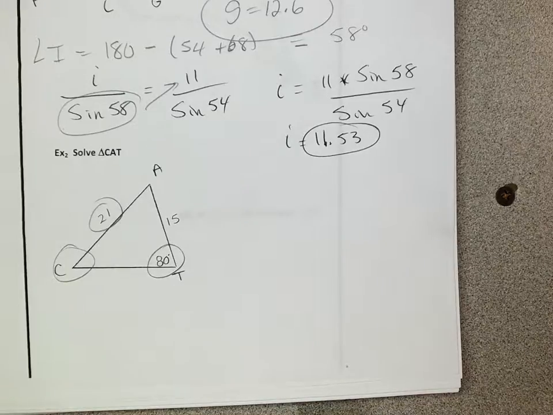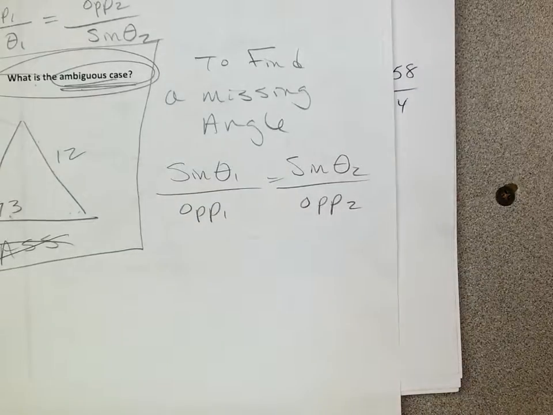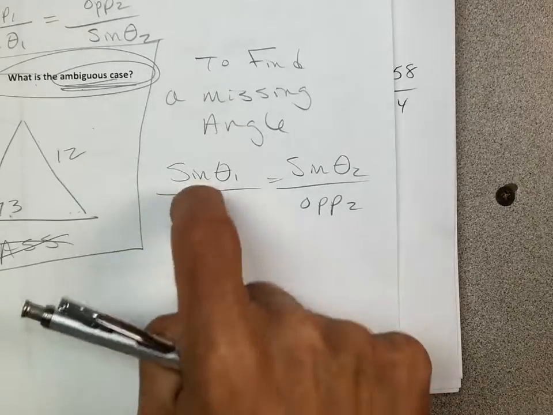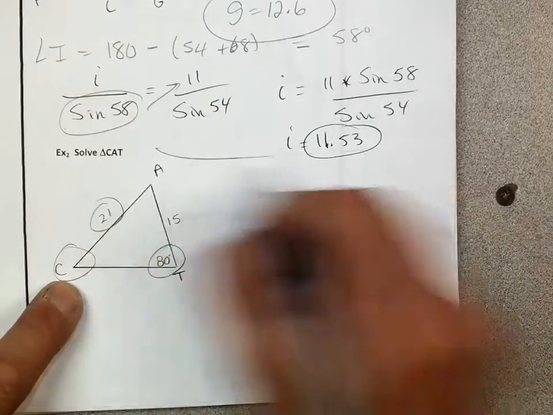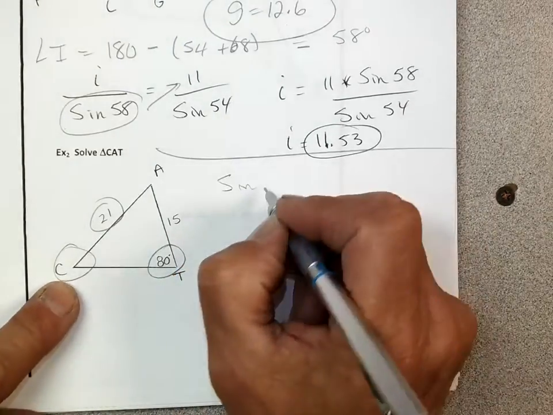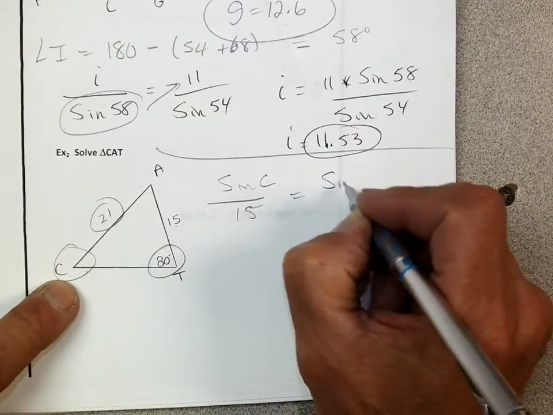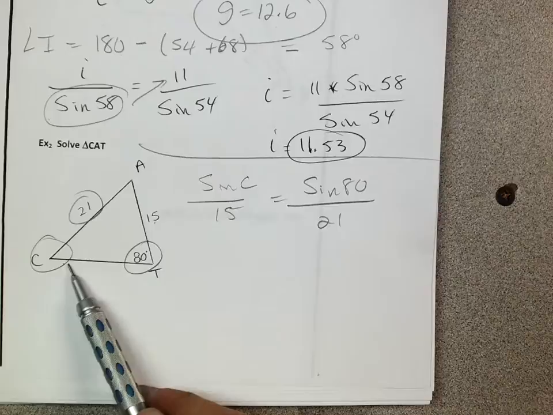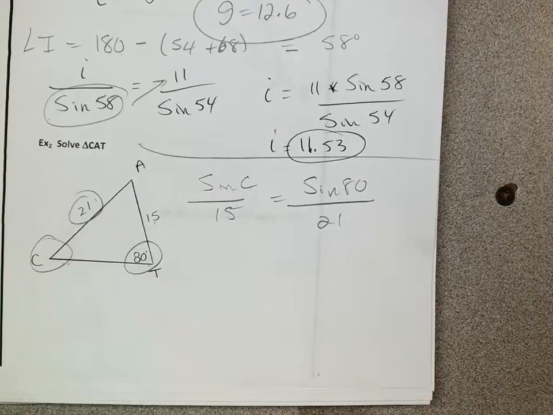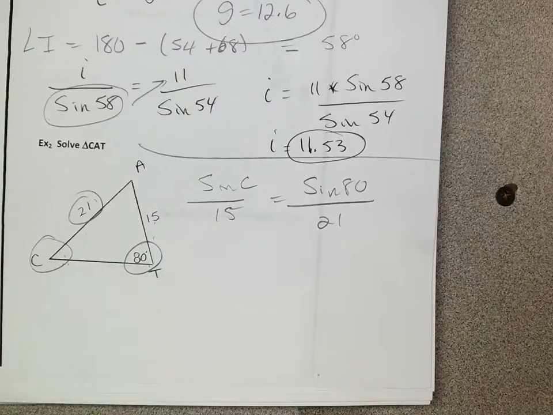Now, in my notes, to find the missing angle, we do the exact same formula, but we put the angles on top. It's just easier to solve that way. It's the exact same formula. If you put the unknown on top first, it's easier. So I'm going to go the sine of C over 15 equals the sine of 80 over 21. So it's the sine of the angle over its opposite side equals the sine of the angle over its opposite side. Really very easy.